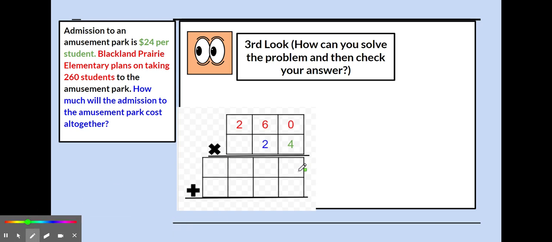First, we are going to multiply the ones place by each number on the top row. So 4 times 0 is 0. 4 times 6 is 24. So we're going to put down the 4 and carry our 2. 4 times 2 is 8, plus 2 more, don't forget to add, 9, 10.